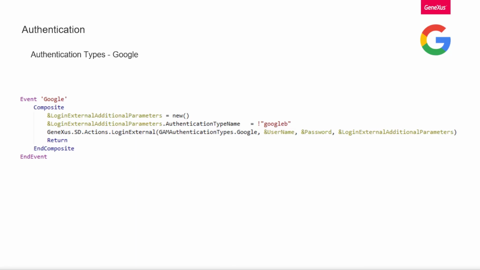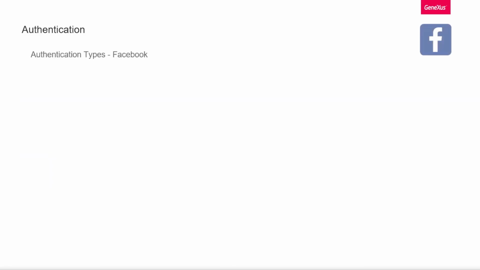Lastly, we have login external additional parameters, with which we can provide additional information to the login that's useful to us. In this case, we define the name of the authentication type. This is useful if we have more than one type of Google authentication in the repository, and with this name, we'll be able to select the one we want. Otherwise, we can make the login call without using this parameter. Later on, we'll see this attribute in more detail. This is the end of the authentication process with Google.